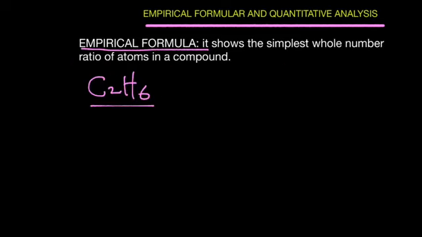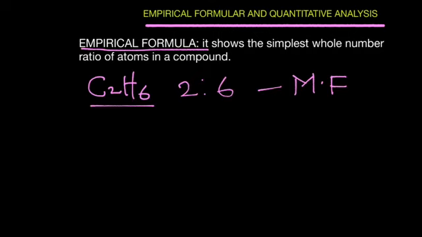So what we have right here is 2 carbon atoms and 6 hydrogen atoms. It is in a whole number ratio of 2 is to 6. So we can say this is our molecular formula of ethane.